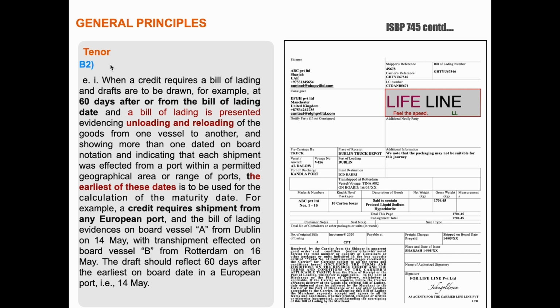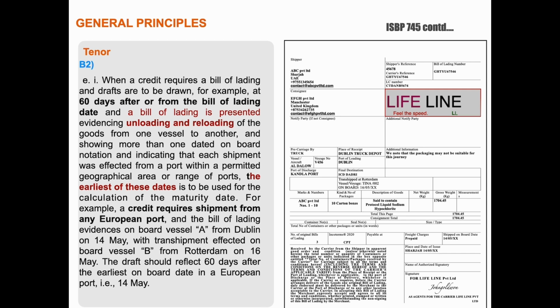Now B2 is very important. There are 3 points, B2 (e) 1, 2 and 3. All these 3 are very important but often confusing, so please listen carefully to understand their meaning. Before starting, I would like to give a brief idea of what exactly is discussed in these 3 paragraphs. The mission is to understand which onboard date in a transport document should be considered for calculating the maturity of a draft when more than one onboard date is involved.